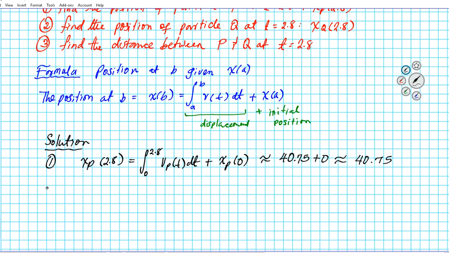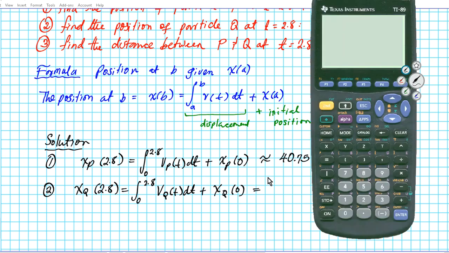Part 1 done. Part 2. What is the position of particle Q at 2.8? Using the same formula, the integral from 0 to 2.8 of v sub q, a different function now, plus the initial position of particle Q at 0. We're going to need a calculator to help us out with this. Let's go ahead and fire up our calculators, and then we're going to compute what the displacement is.